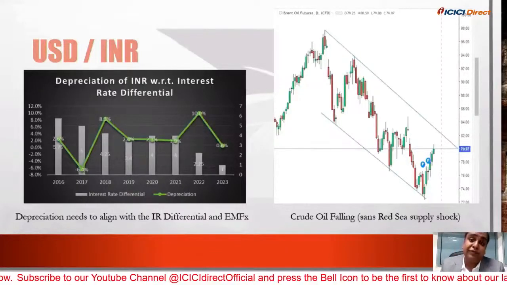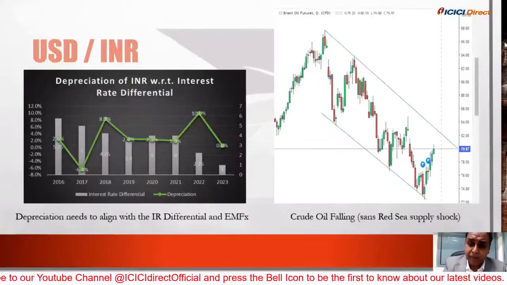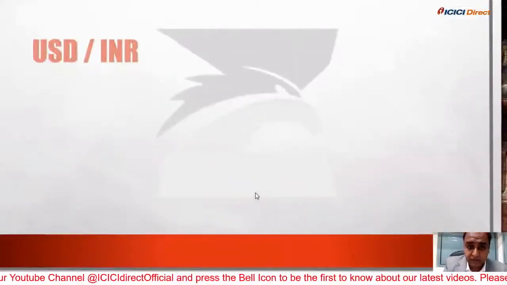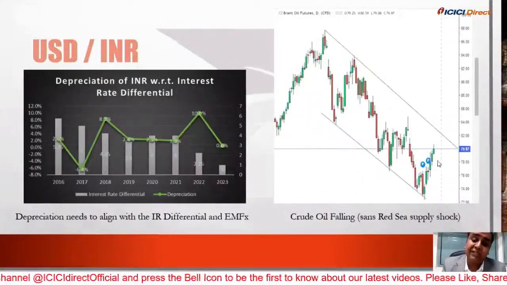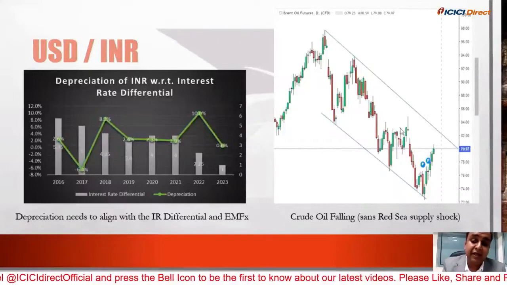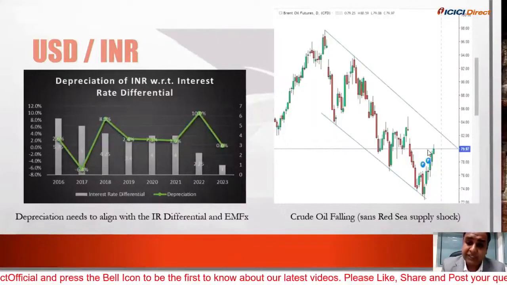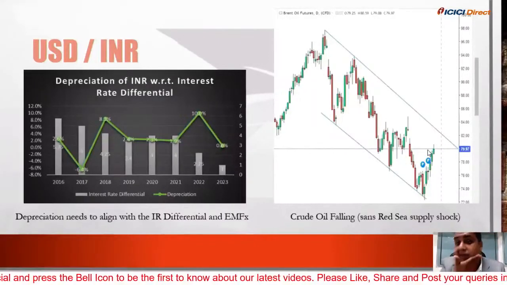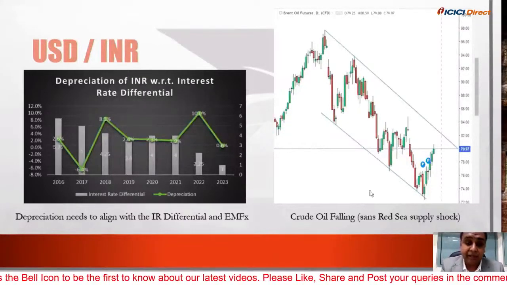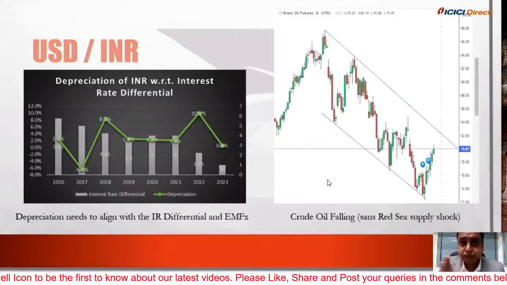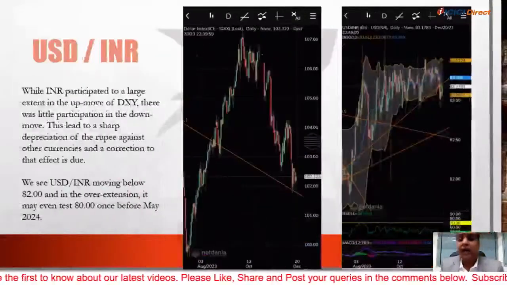Crude oil, which is one of our most important outgo of dollars, is systematically coming down. This movement upwards is due to this supply block which has happened in the Red Sea, but it was coming down very systematically, and now that supply shock has come in, you see this, but sooner or later that is bound to be taken care of, and crude oil is in this downward trajectory. So that is another comfort to USD INR, so to say.